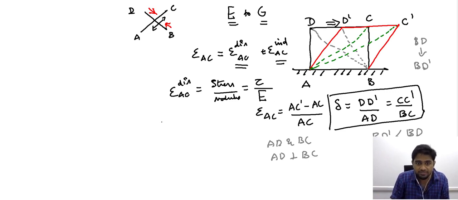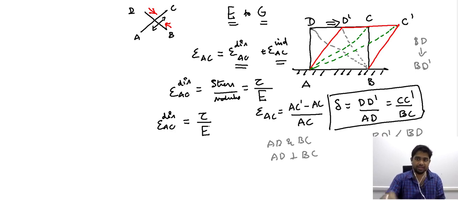So what we observe is the direct response that contributes to the overall strain along AC is the ratio of the shear stress and the Young's modulus. So we have identified an element in the sample that is exhibiting a shear distortion, and this element is experiencing a strain, and that strain is along the length of this element.